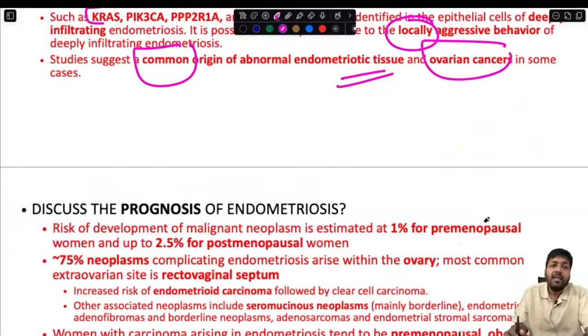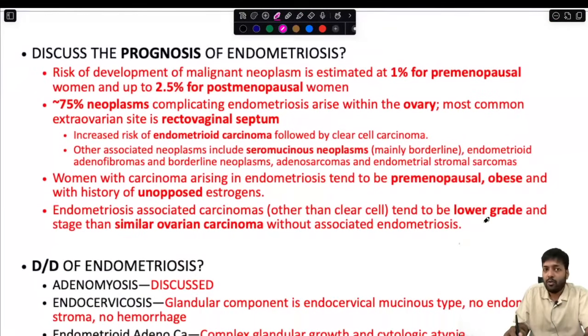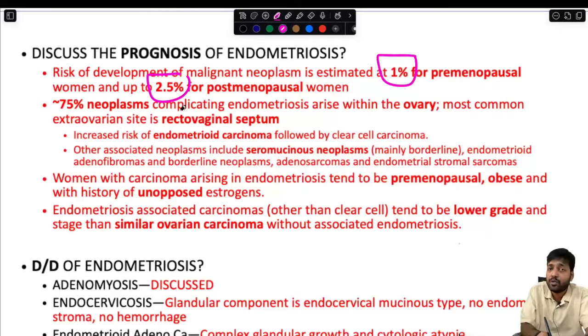Okay. Now discuss the prognosis of endometriosis. The risk of development of malignant neoplasm is estimated at 1% for premenopausal women and up to 2.5% for postmenopausal women. Approximately 75% of neoplasms complicating endometriosis arise within the ovary. The most common extraovarian site is the rectovaginal septum. There is an increased risk of endometrioid carcinoma followed by clear cell carcinoma of the ovary. Okay.